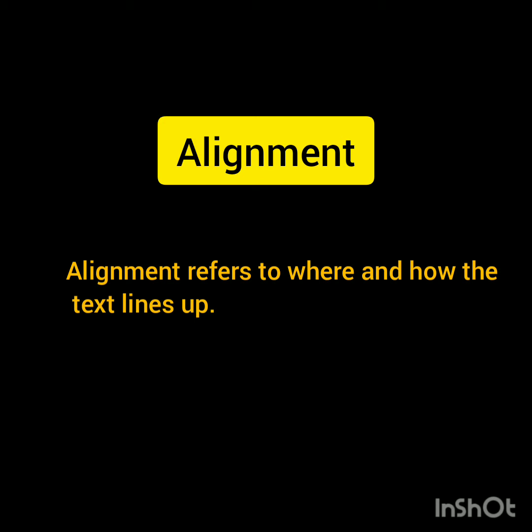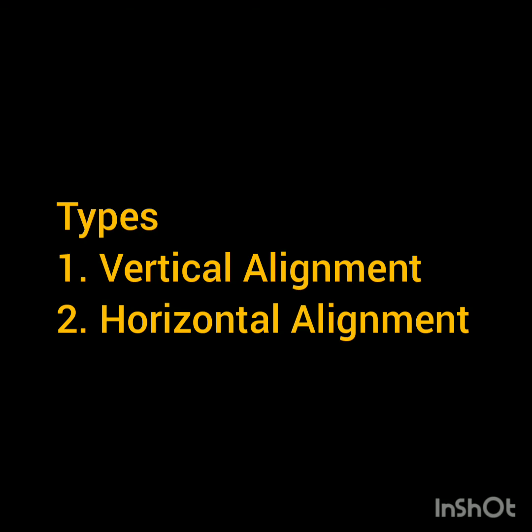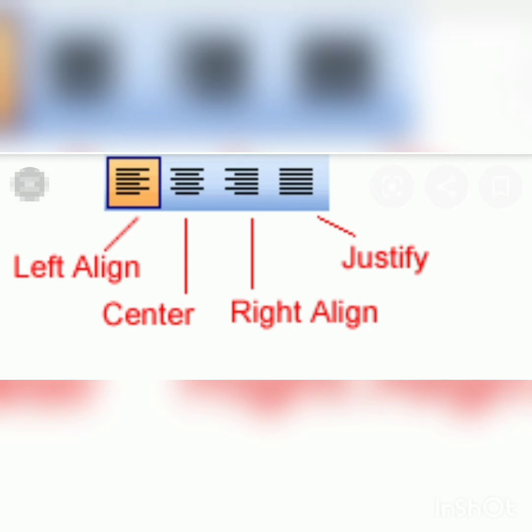Alignment refers to where and how the text lines up. By default, the setting is left alignment. There are two types of alignments in MS PowerPoint. Vertical alignment, that is, the text refers to the top or bottom margin of the text box. Horizontal alignment, that is, the text refers to the left and right margins of the text box. Like align text left, center, align text right, justify align.